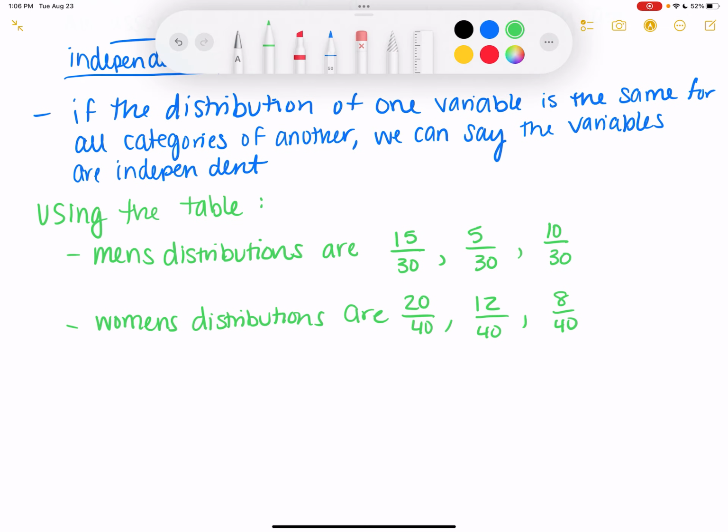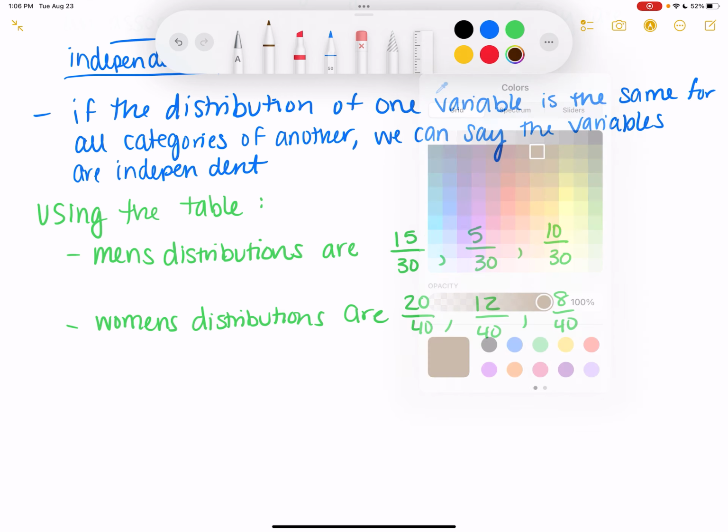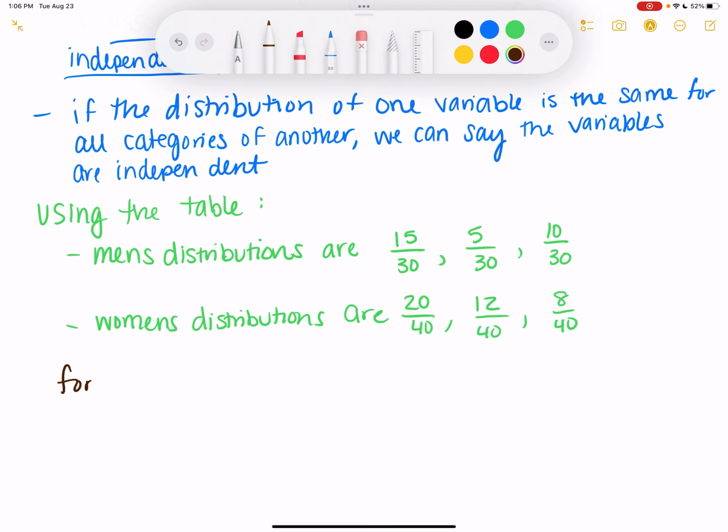First one's chocolate, then vanilla, then strawberry. So for chocolate, what is the percentage of men that chose chocolate? 50% of men. How about the women? 50% of women.